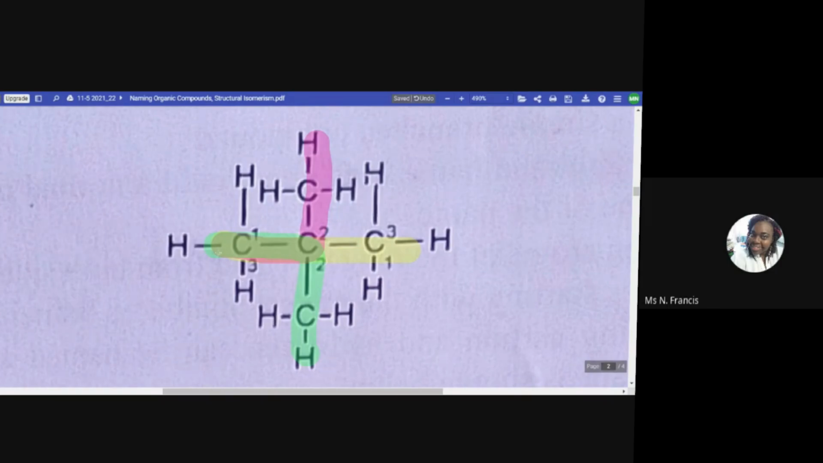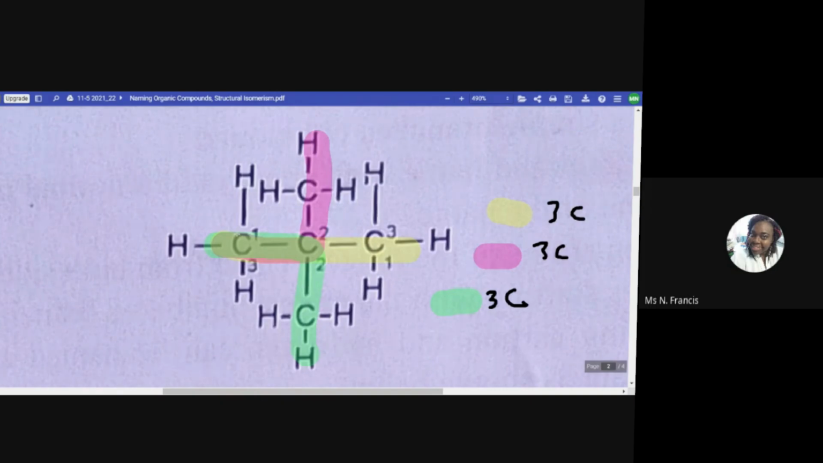All right. How many carbons are in my green route? How many carbons are in my pink route? How many carbons are in my yellow route? So what you're noticing is that whichever route I take, my longest carbon chain has 3 carbon atoms. Are you seeing that?